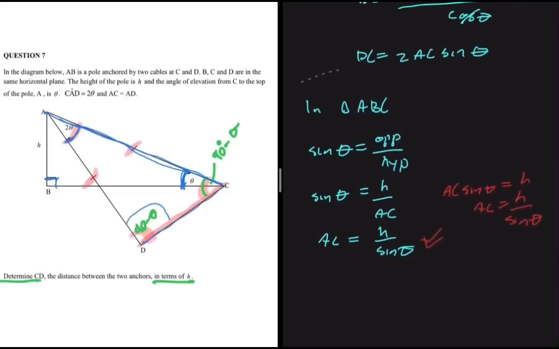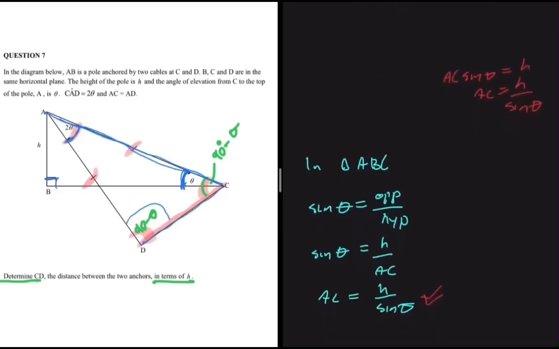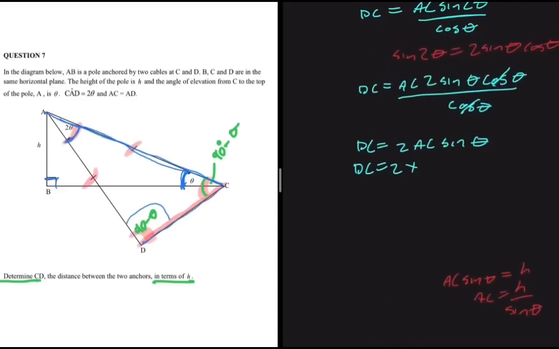So let me just do it there so that, yeah, you can see what I'm talking about. So now we're going to have DC is equal to 2 multiplied by AC. AC, we're saying that is H divided by sine of theta, right? So we have H divided by sine of theta and then multiply by sine of theta. Sine of theta and sine of theta cancel out, so DC is equal to 2H.